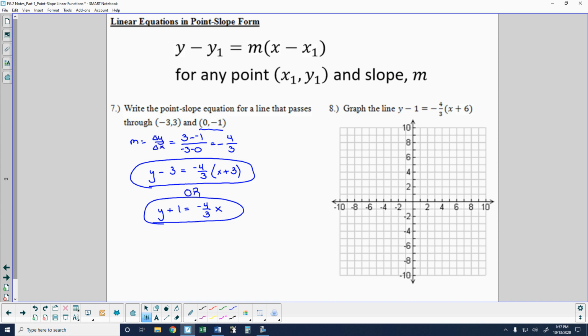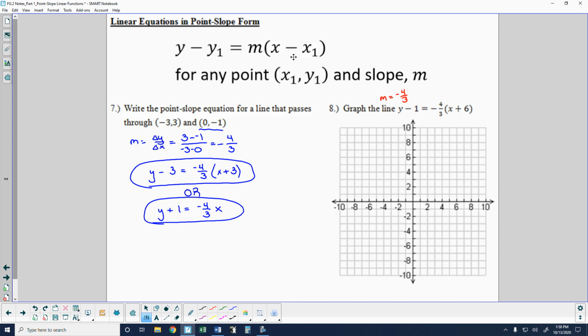The first thing that we have to do if it's in point slope form is we need to identify the slope. So the slope for this specific problem is the same as it was before, actually. The slope is -4/3. The other thing that we have to do is identify the point. So we need an x value. The x value comes in from the parentheses.